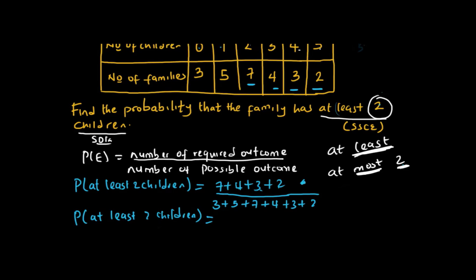7 plus 4 is 11, 11 plus 3 is 14, 14 plus 2 is 16. So we have 16 all over 3 plus 5 is 8, 8 plus 7 is 15, 15 plus 4 is 19, 19 plus 3 is 22, 22 plus 2 is 24. So we have 16 all over 24. 8 in 16 is 2, 8 in 24 is 3. So the probability of at least 2 children is 2 all over 3. And here's our answer.